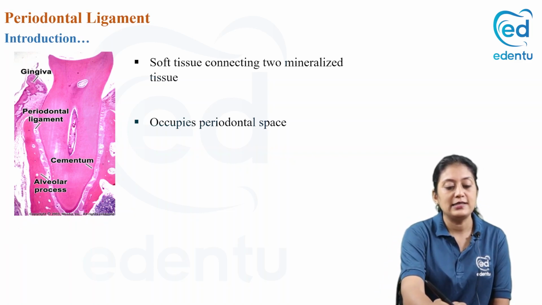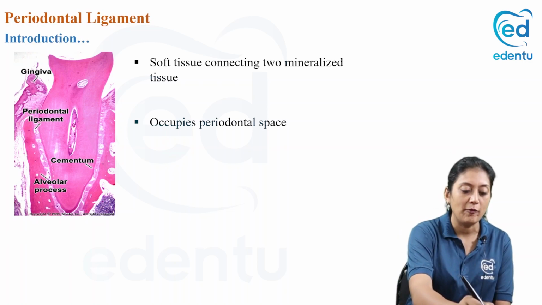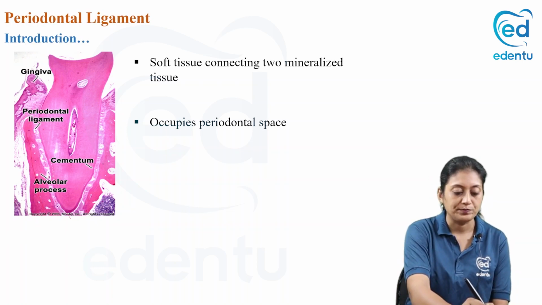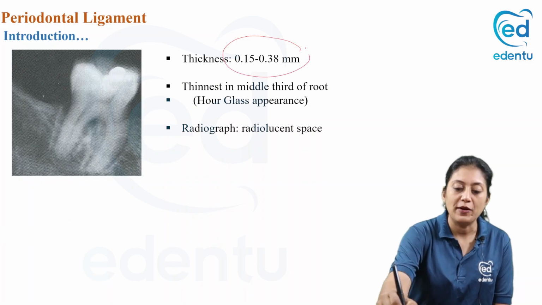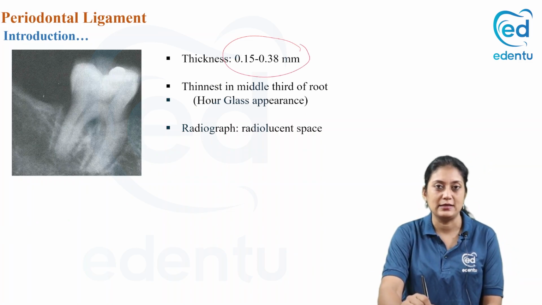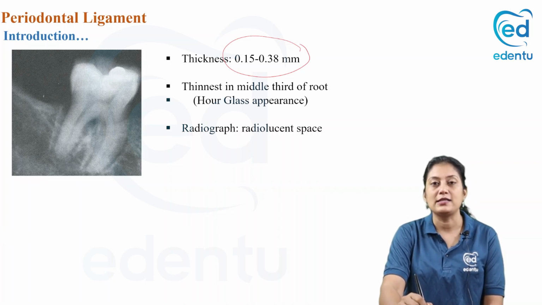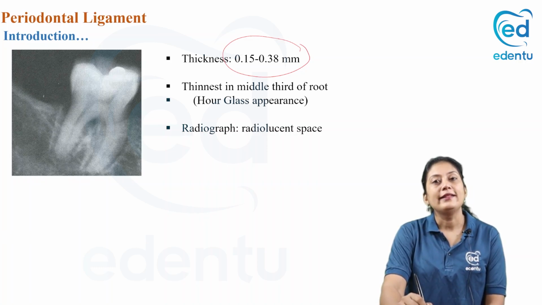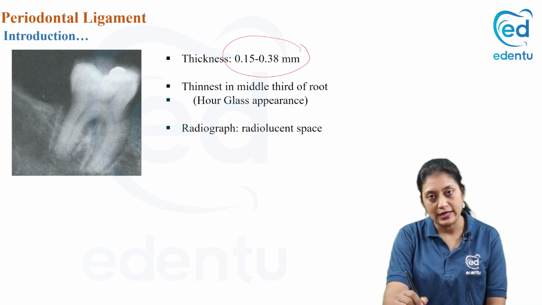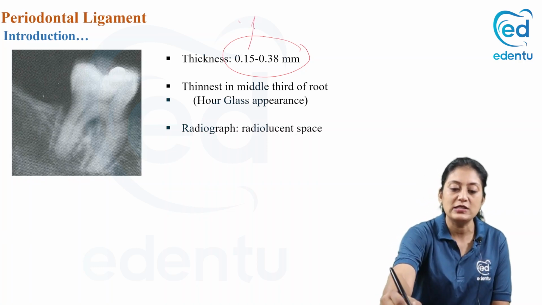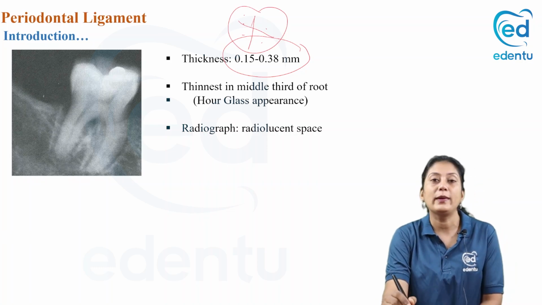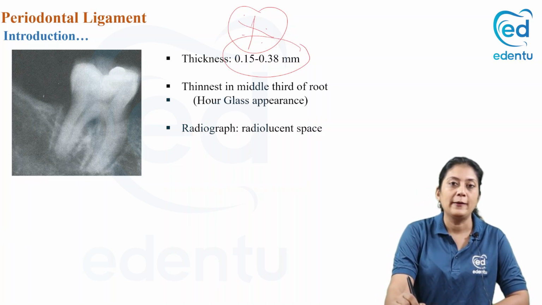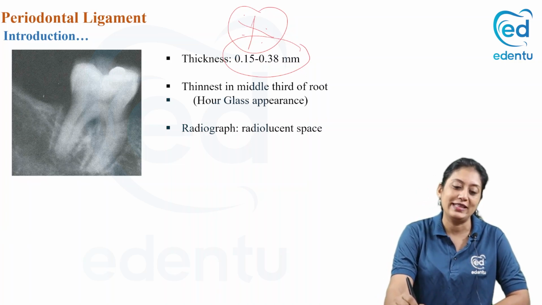This is an H&E stained decalcified section of tooth. You can see that you have periodontal ligament in between, so this side you have cementum and the other side you have the alveolar bone. So the average thickness of periodontal ligament. How can you assess this thickness? You cannot assess it clinically, you cannot assess it with your naked eye, but it can be assessed in a radiograph. The average thickness in a radiograph ranges between 0.15 to 0.38 millimeter. This is a very important MCQ question, very frequently repeated in previous year question papers.